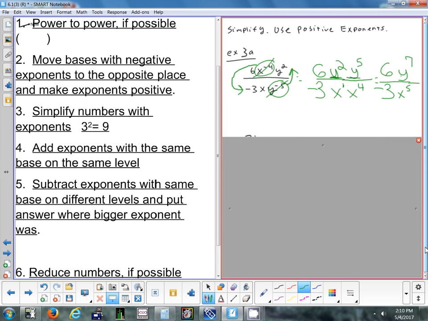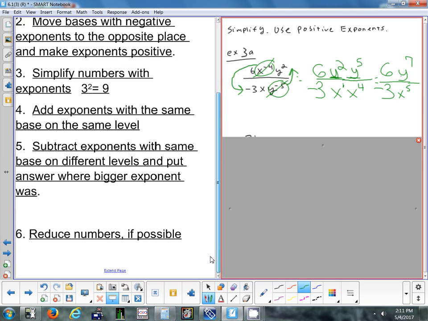Do I have the same base on different levels? What do I have for a base on the top? Y. What do I have on the bottom? X. They're not the same. All right, great. Step 6. Reduce numbers if possible. What's my first option to reduce the numbers? I should see if I can do what? What's one way I can reduce?